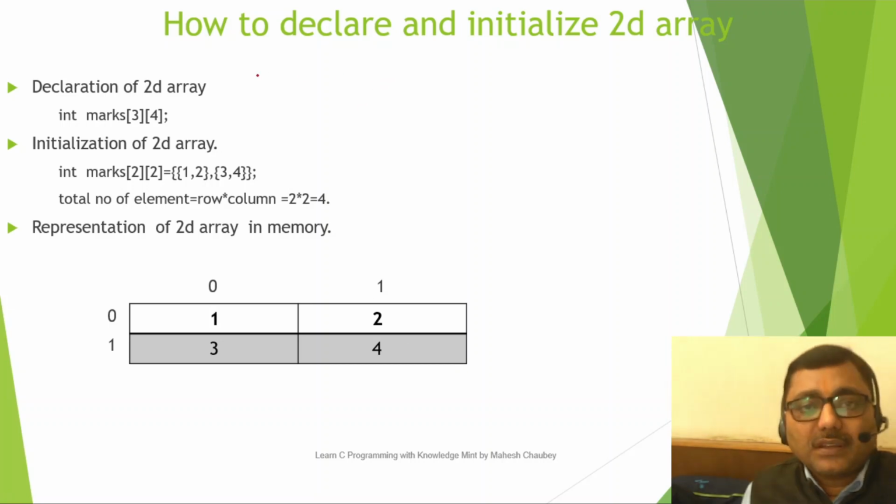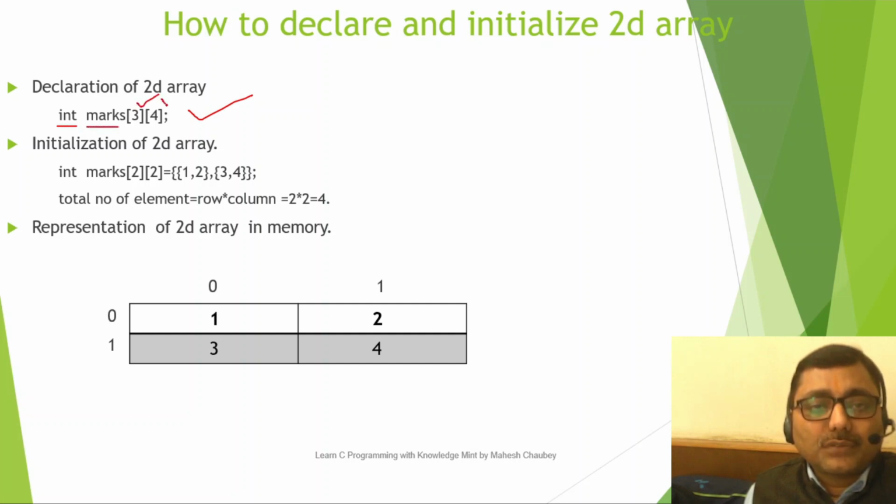Right? Now we'll learn how to declare and initialize a 2D array. Declaration we have already discussed, but again we'll revise. It has the data type, name of the 2D array, number of rows and number of columns. To initialize a 2D array, this is the data type, name of the array. The number of rows is 2, the number of columns is 2.